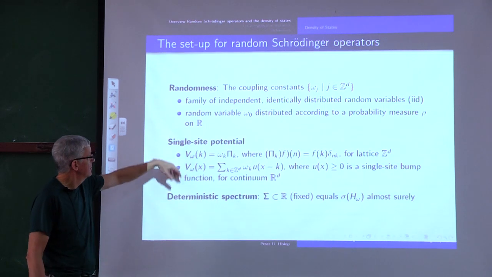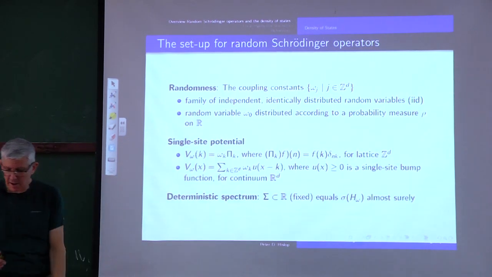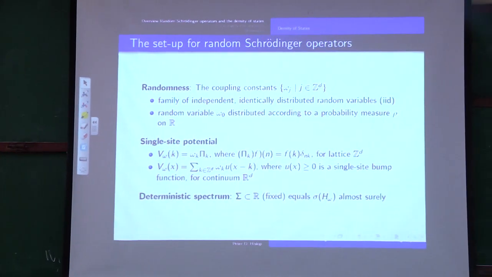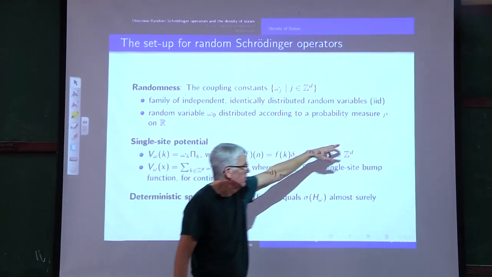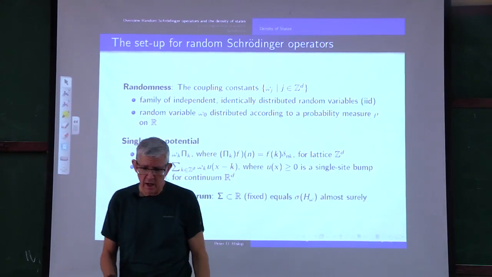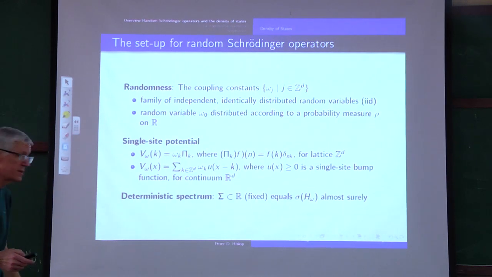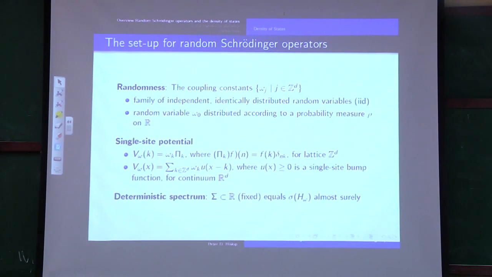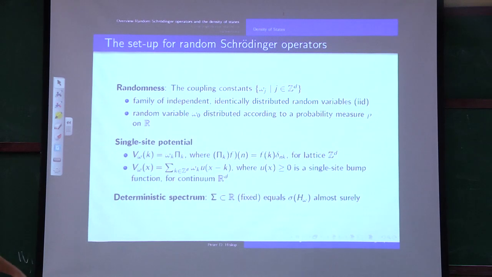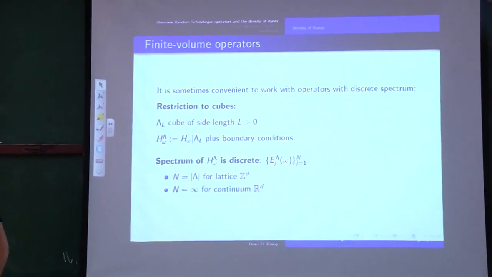I just repeated on this slide what I said. You have independent, identically distributed random variables. Occasionally, I'll use rho for the probability measure for the random variables. Of course, you only need it at one point because they're IID. Okay? So let's go on and talk about this.